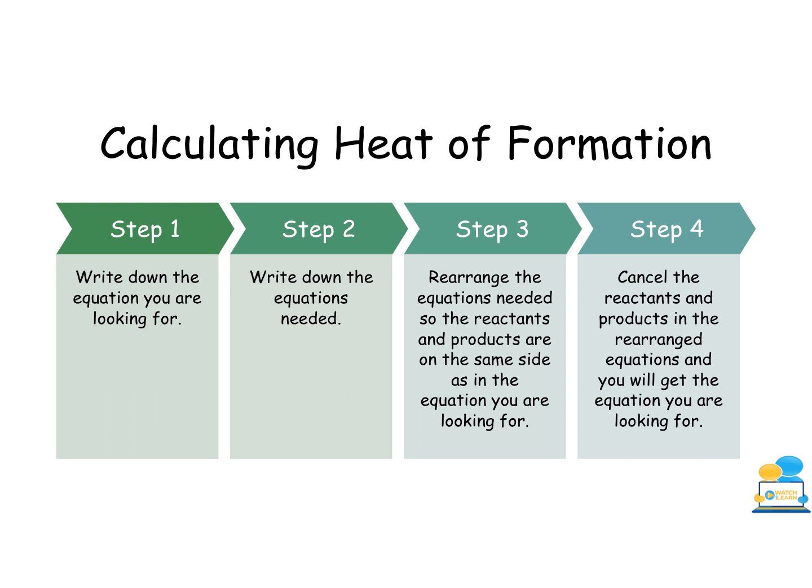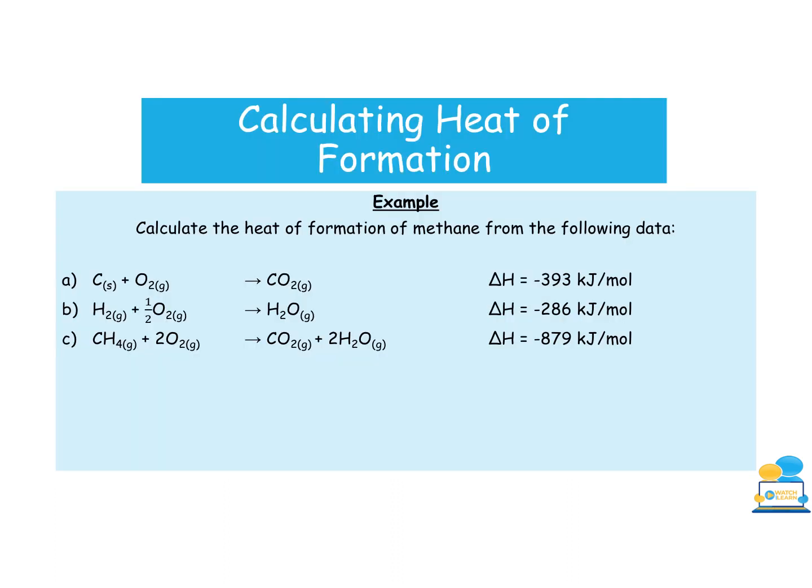The first type we're going to look at is calculating the heat of formation. There are 4 steps. Step 1, you write down the equation you're looking for. Step 2, you write down the equations that are needed. Step 3, you rearrange the equations needed so the reactants and products are on the same side as in the equation you're looking for. And step 4, you cancel out the reactants and products in the rearranged equations and you will get the equation that you're looking for. Fully understand that right now you've no idea what any of those 4 steps are. However, we will go through them in detail now.